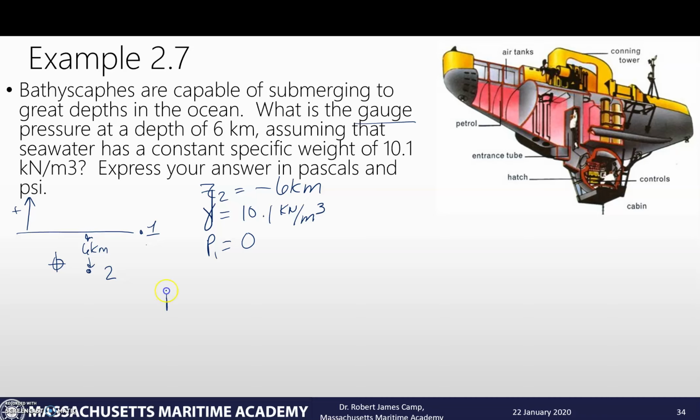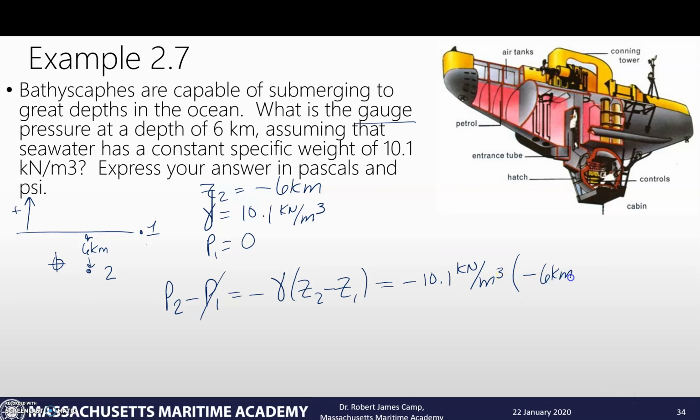Okay, so let's write the hydrostatic equation. P2 minus P1 is equal to negative gamma times (Z2 minus Z1). We already know that P1 is 0, so that's going to fall out. Start plugging in our numbers. So negative 10.1 kilonewtons per cubic meter. Remember that kilonewtons, that's 10.1 times 10 to the third newtons per cubic meter. We're going to multiply it by Z2, negative 6 kilometers, minus 0 kilometers at the surface, and we want to put that into meters. So we're going to need to cancel out that kilometers.